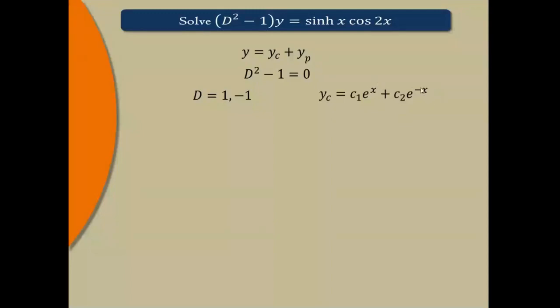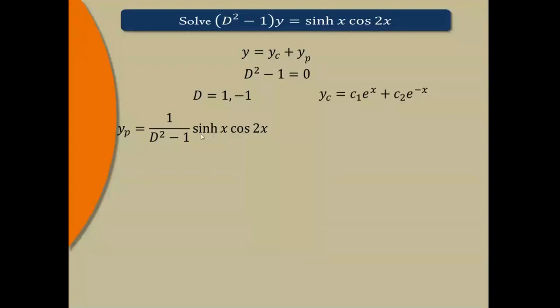Okay, so this is the YC part. Now go for YP. YP will be 1 upon D square minus 1 sin hx into cos 2x, taking all this term to the other side. Up till now we have taken the formulas in the shortcut method in which we have a single term, or the product of e raised to x into v. But here we are having two functions: a general sine/cos function, and a hyperbolic function.